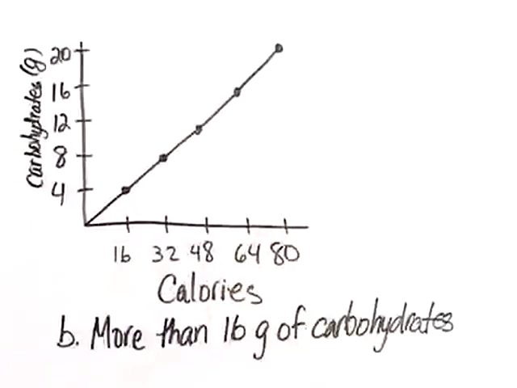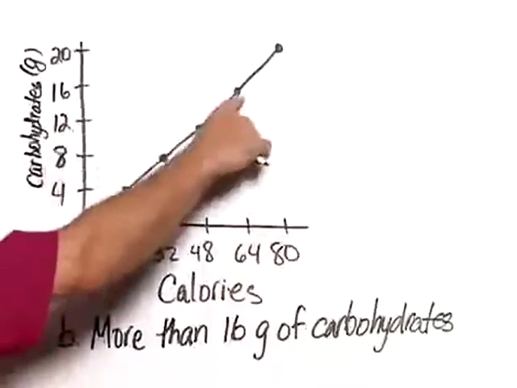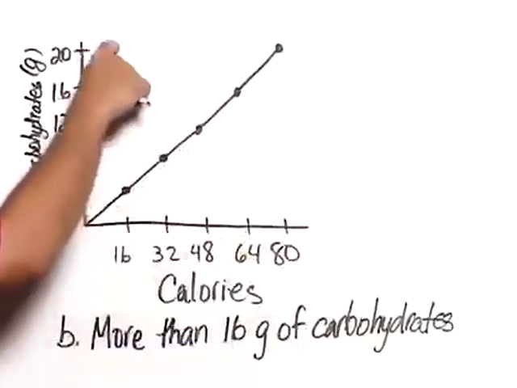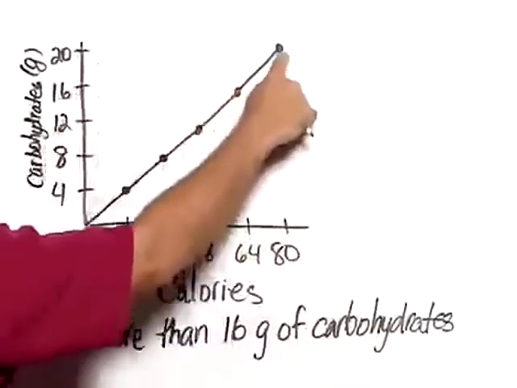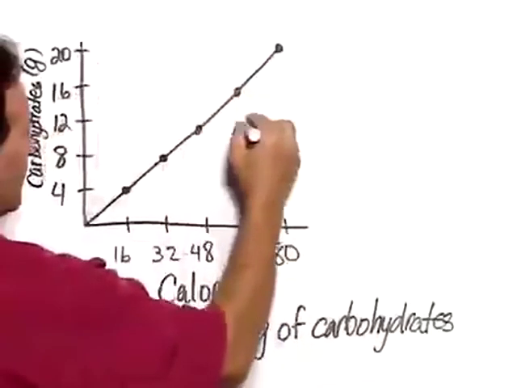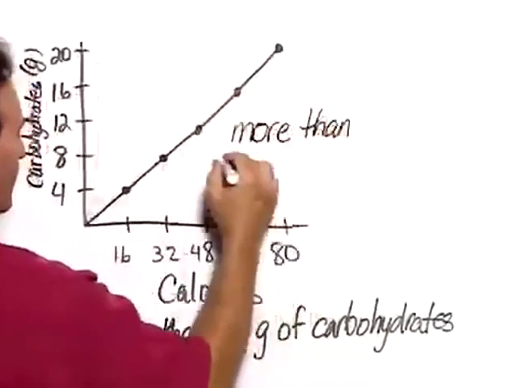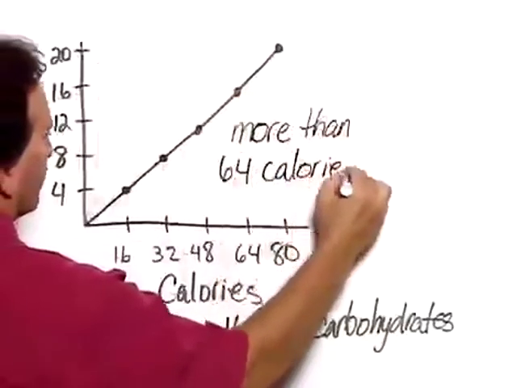Part B, more than 16 grams of carbohydrates. Well, we've already located that 16 grams was at exactly 64. So if we want more than 16 grams, we want above that. So in other words, we come across to the 64 and we want this portion, which means more than 64 calories.